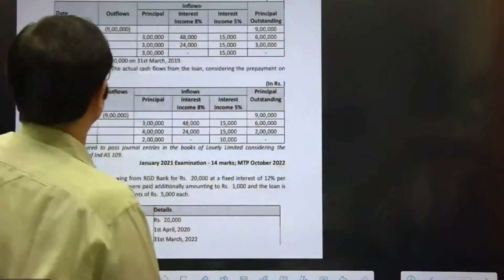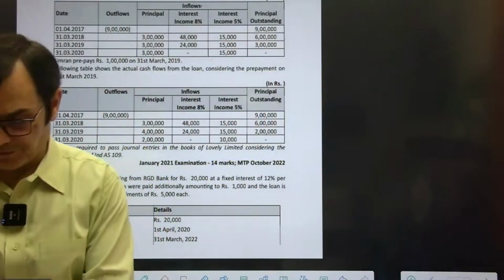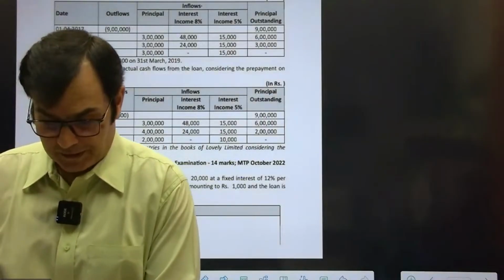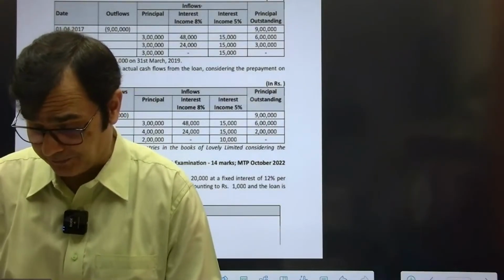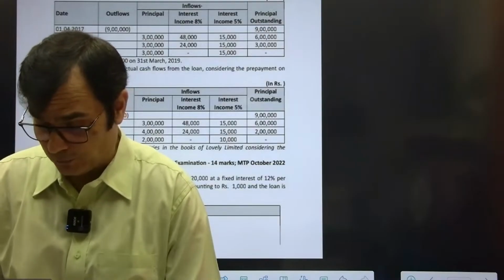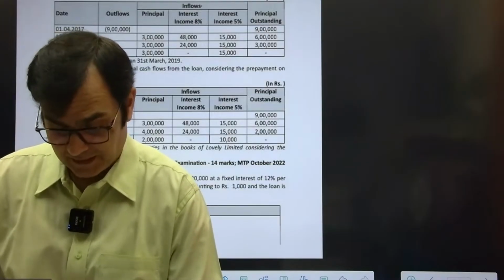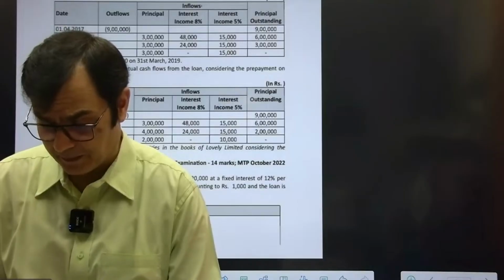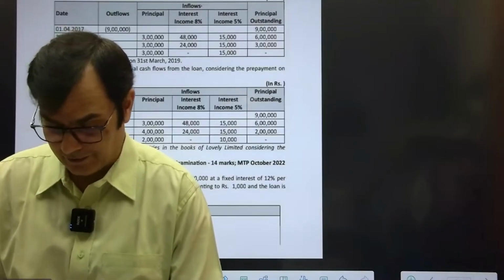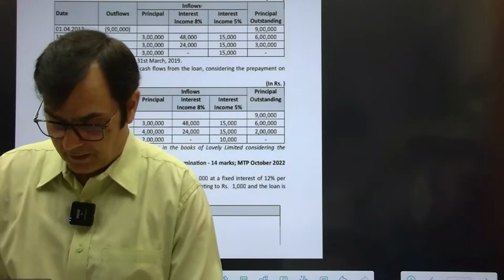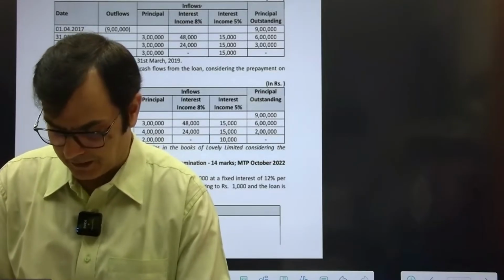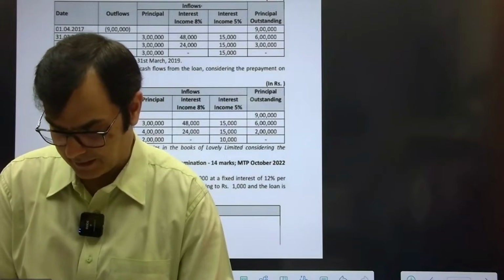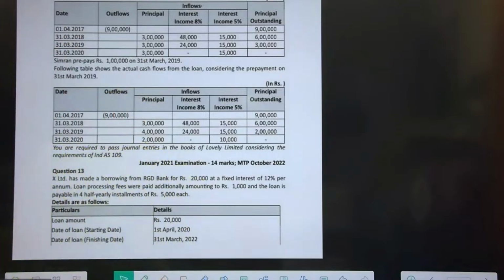So let's read this particular question, which is on the financial liability. This question contains one small little input further, which I've not yet discussed with you, and that is with reference to the processing fee. I have not discussed that, but I think we'll take care of that part directly through the question itself. Okay, so let's read this particular question.